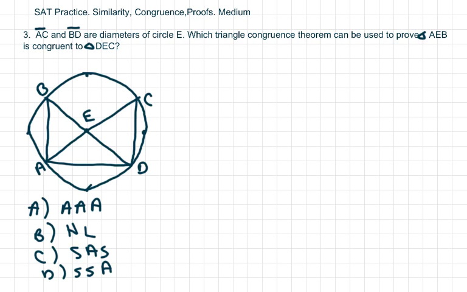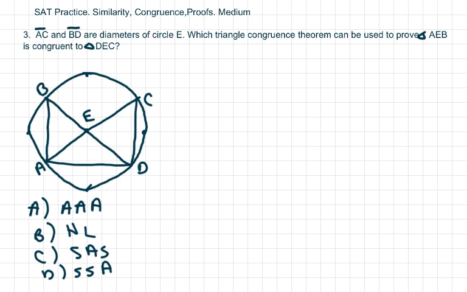We have AC and BD are diameters of circle E, and we need to show which triangle congruence theorems can be used to prove that triangle AEB is congruent to triangle DEC. So whenever you're asked to show that two triangles within the figure are congruent, let's mark up the figure to show which pairs of sides and which pairs of angles are congruent. Angles BEA and CED are vertical angles, and vertical angles are always congruent, so mark this up.